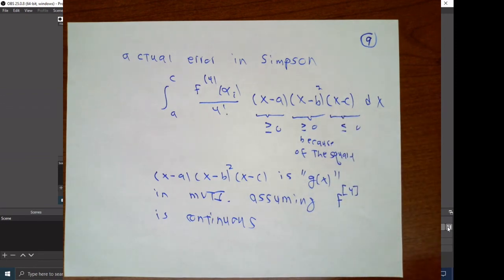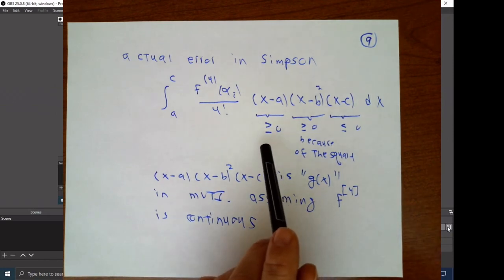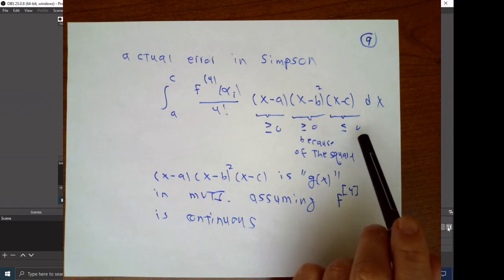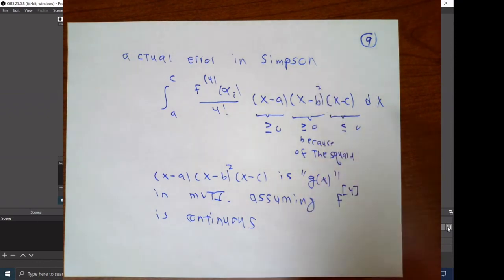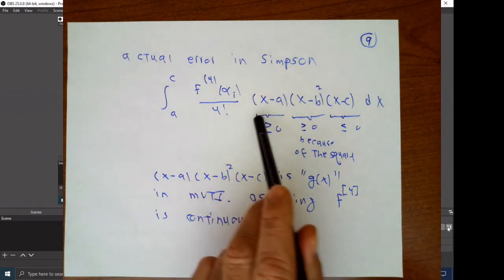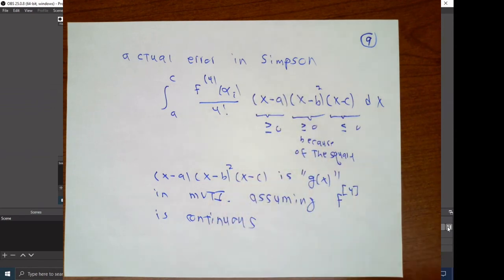In the double interval from a to c, x minus a is non-negative, x minus c is non-positive, and the middle factor, as it's squared, is non-negative. This product of factors does not change sign on the interval from a to c. Since it's a polynomial, it is integrable there. If I assume the fourth derivative of f is continuous, now I can use the mean value theorem for integrals.